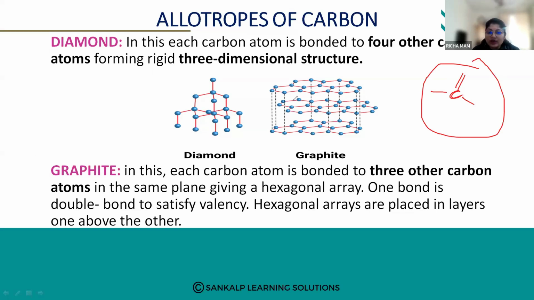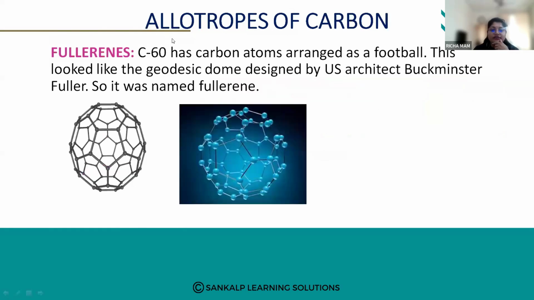And these hexagonal planes, one is above, one is below, like this. Then here one, above this again one. So like this, they are forming a hexagonal array. So this is 1, 2, and 3, like this. So hexagonal arrays are placed in layers, one above the other. So this is the difference between diamond and graphite. The way of arrangement of these atoms is different.